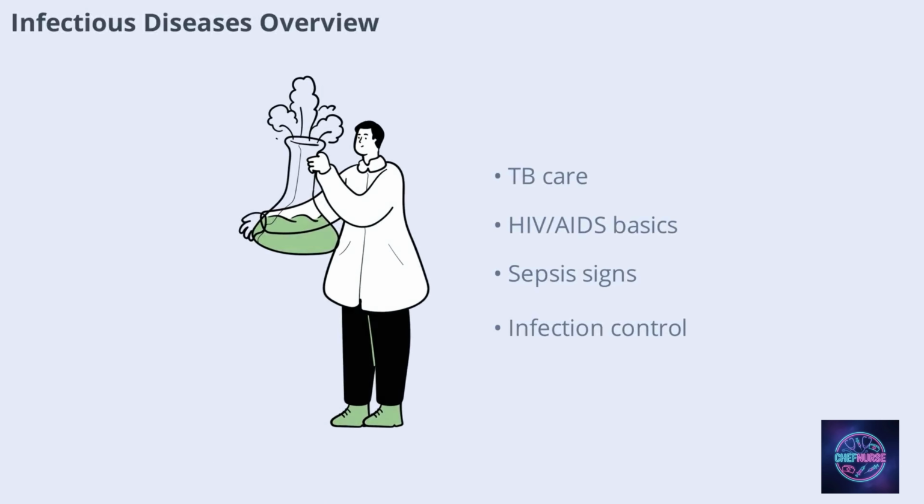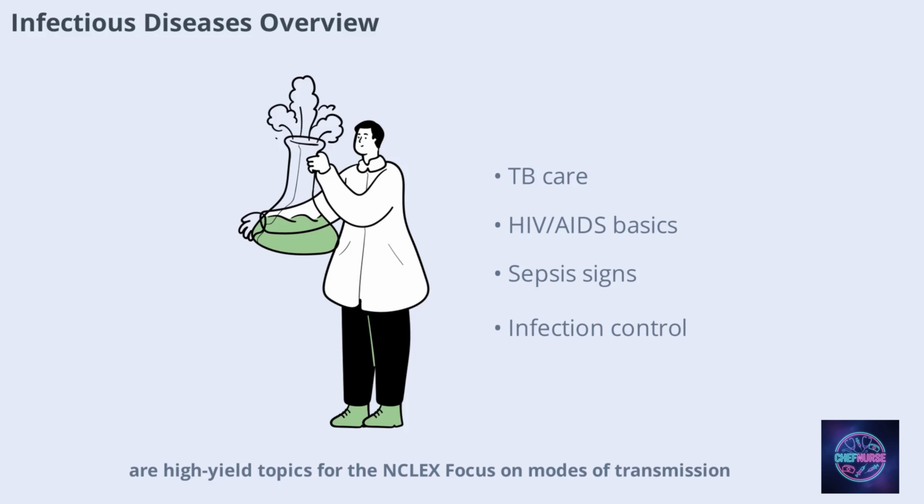Infectious diseases such as tuberculosis, HIV/AIDS, and sepsis are high-yield topics for the NCLEX. Focus on modes of transmission, assessment findings, and priority interventions. Know the importance of infection control measures, medication adherence, and patient education on preventing the spread of infection. Early recognition and prompt intervention are key to improving outcomes.